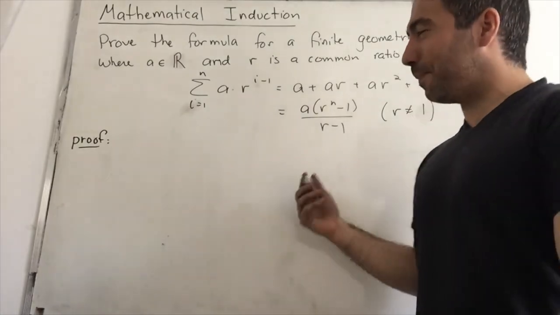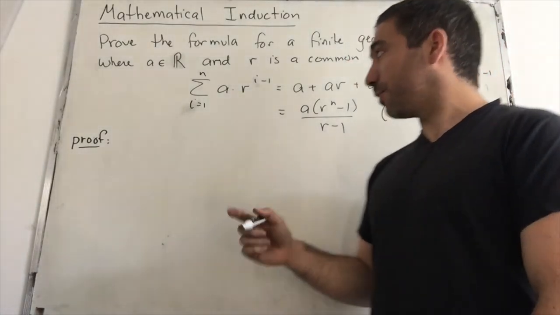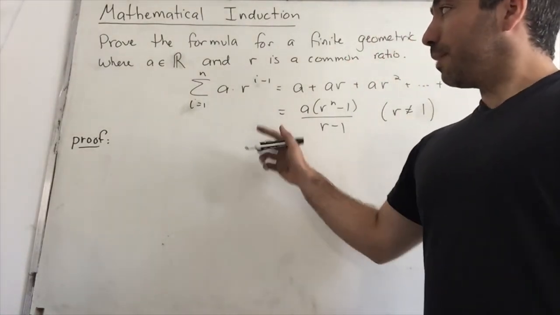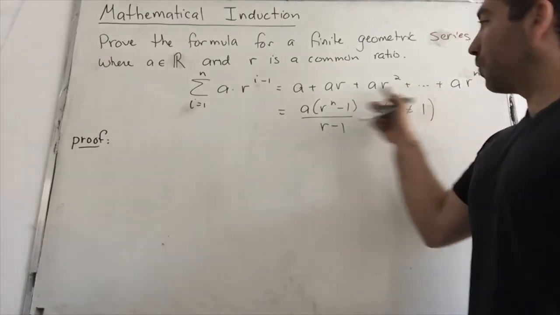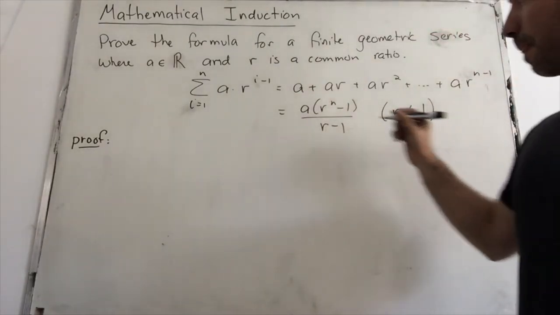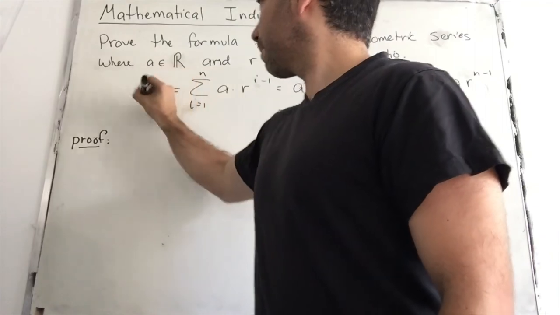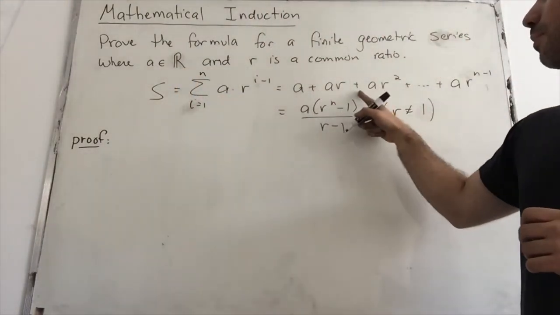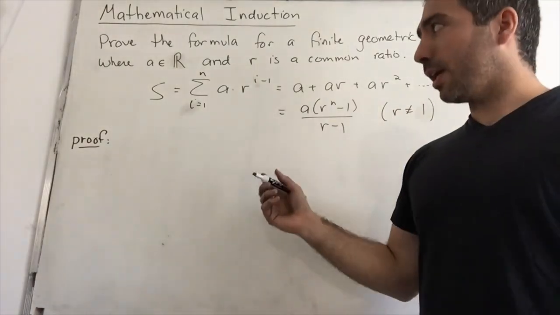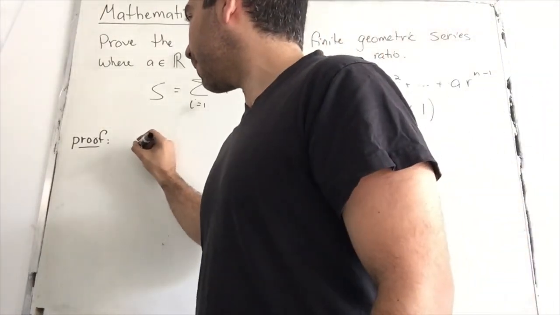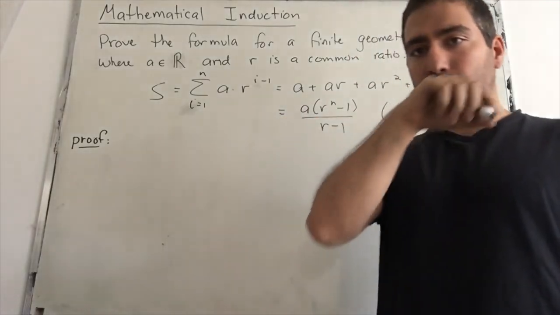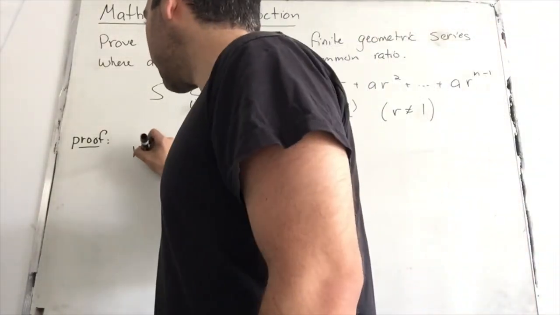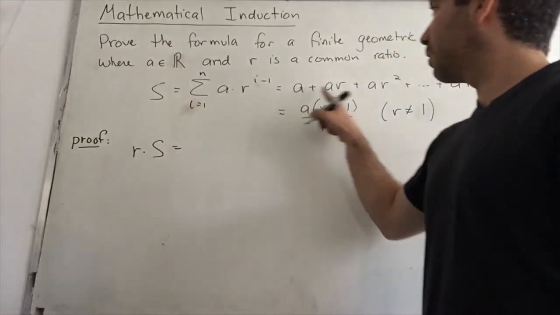So this one's a bit more difficult than the one that Carl Gauss did when he was 10 years old. We begin by calling this sum over here S. Okay, so S is equal to A plus A times R plus A times R squared. And what we're going to do is find R times S. We're multiplying this sum here by R.